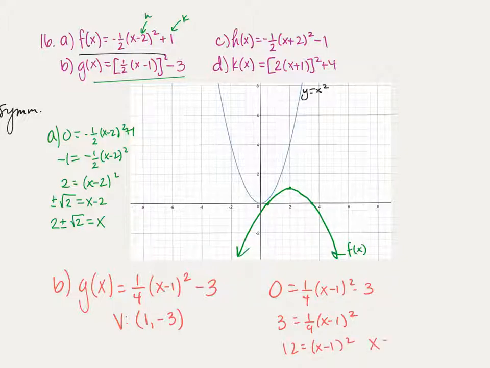X is equal to 1 plus or minus the square root of 12, or 1 plus or minus 2 root 3. So my vertex is (1, -3), so over 1, down 3. And it's going to cross the x-axis at 1 plus 2 square root 3. So I'm just going to ballpark that. And 1 minus 2 square root 3. Like so. And then this is going to go upwards because a is positive. So there's my graph of g.